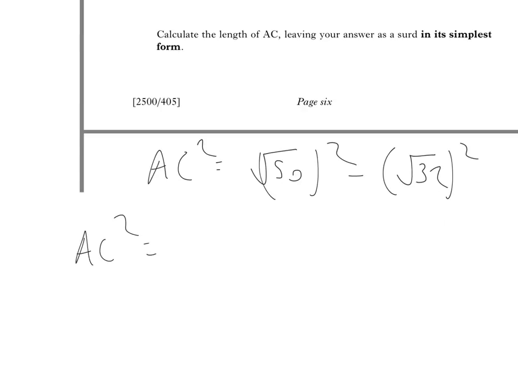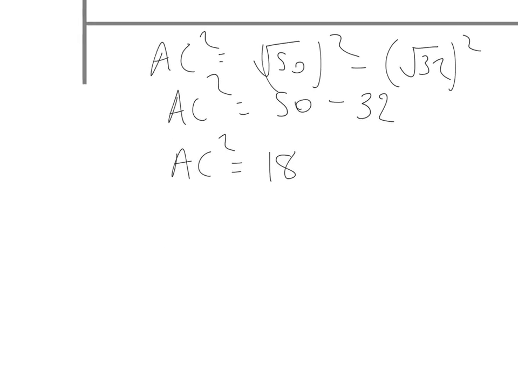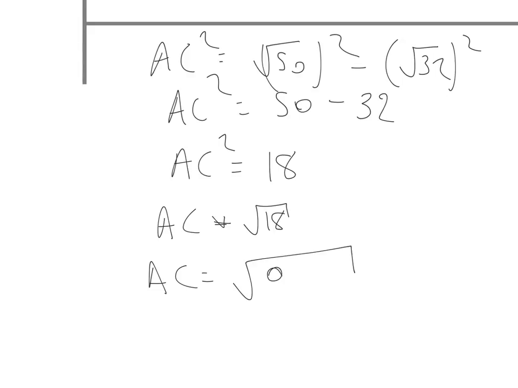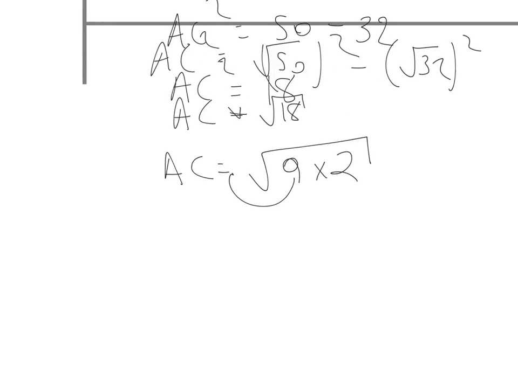Now root 50 squared, well, the root and the square cancel each other out, and that just gives me 50. Same with root 32 squared, so that'll just give me 32. AC squared then will be equal to 18. AC is equal to square root of 18. And again, it's about identifying from the list your biggest factor of 18. That's 9. Square root of 9 is 3. Final answer is 3 root 2.